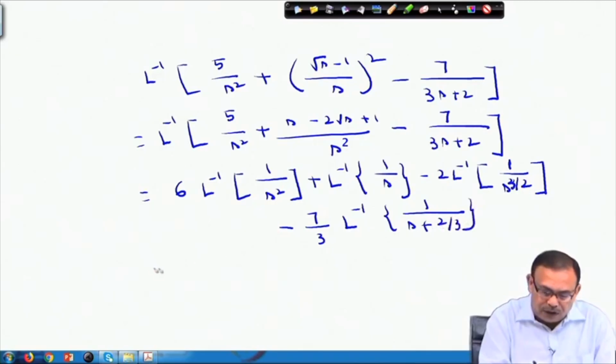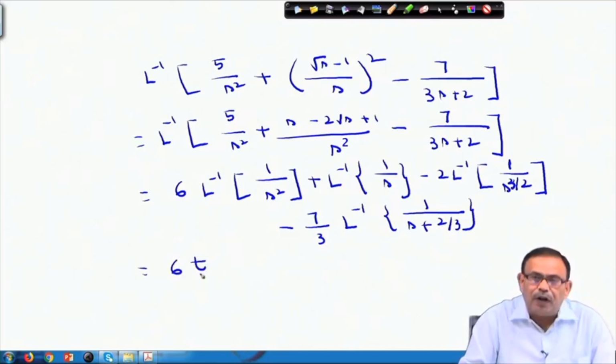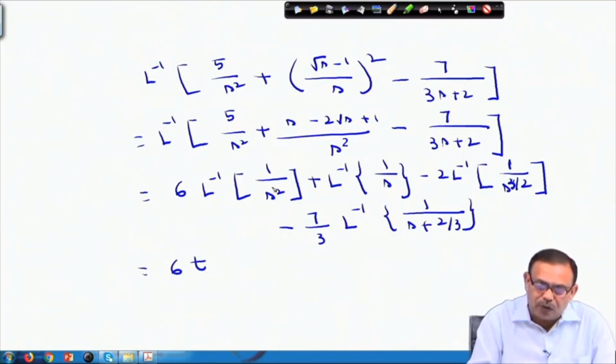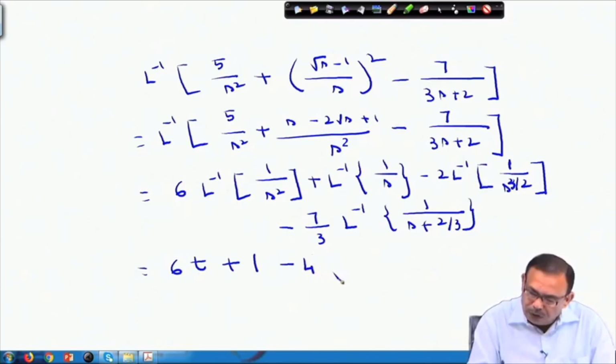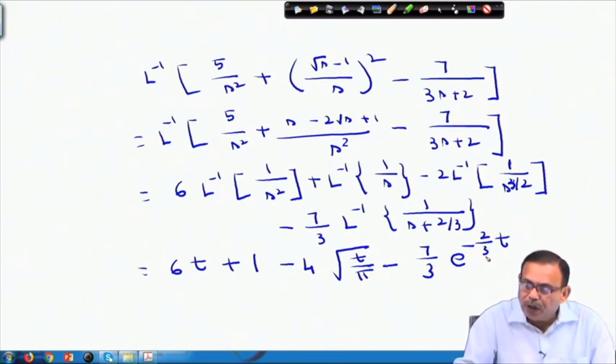Actually, I have written it in such a fashion, so that directly now you can write down the corresponding function. Just like if you see, 1 by s square is the Laplace transform of which function, that I have to write down. So, 1 by s square is, if you take the function t, whose Laplace transform is 1 by s square. Therefore, the inverse Laplace transform of 1 by s square is 6t, 6 into t. For 1 by s it is 1, minus this will become 4 into root over t by pi, minus 7 by 3, this is e power minus 2 by 3 into t.